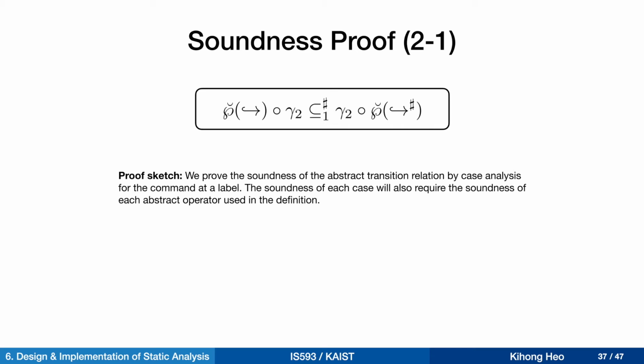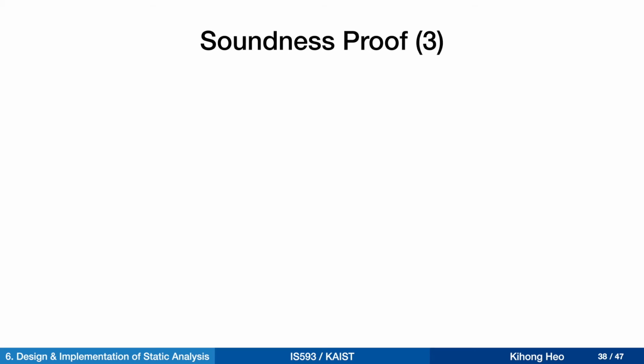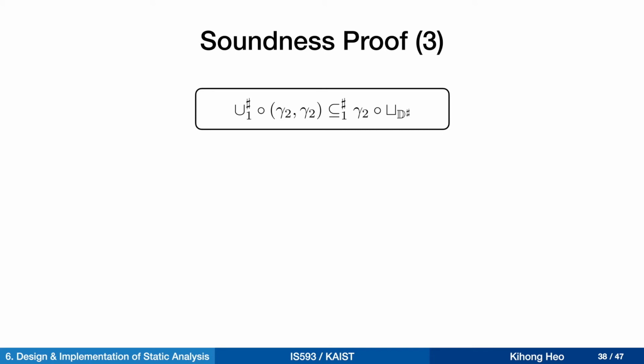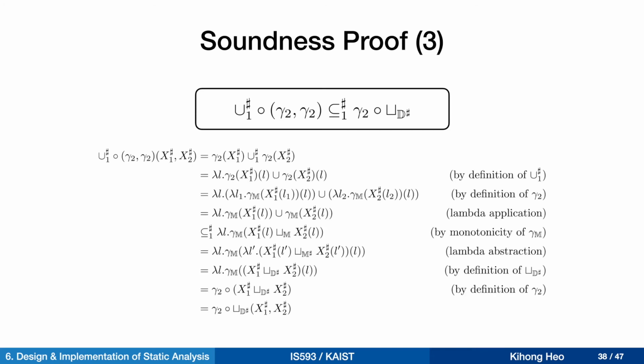Here is the proof sketch. So I will leave this as a practice for you. So the last part of this proof is the soundness of abstract join. Okay, here is the whole soundness proof. As you can see, this one is much simpler than before, so a lot of rewriting here, and we use the monotonicity of gamma function, which is simple.